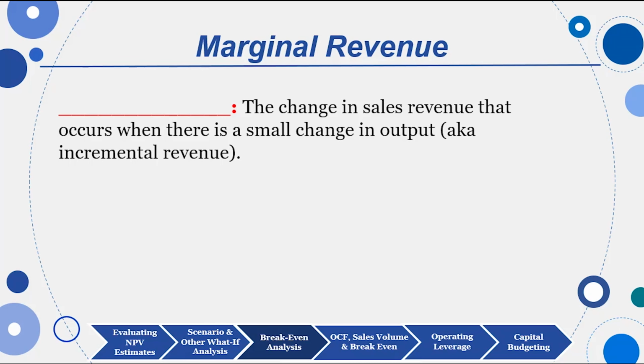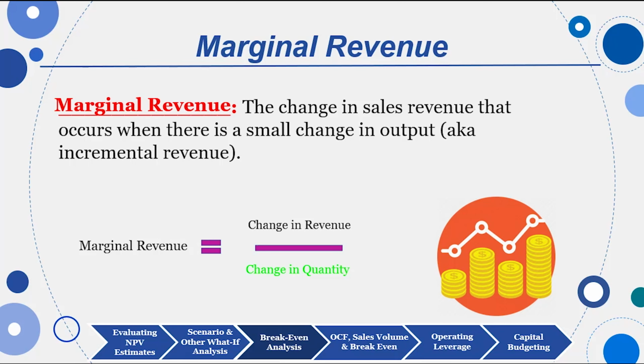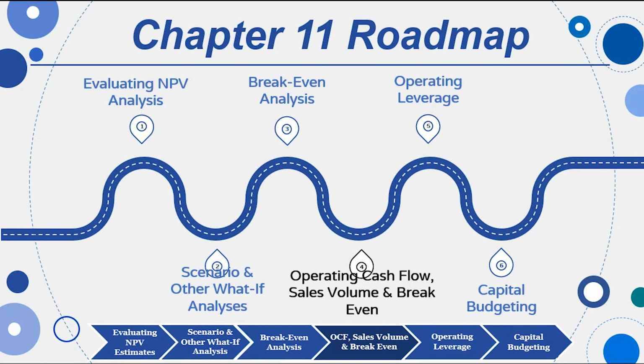We also have a term known as marginal revenues or marginal sales. What are these? These are the changes in sales revenues that occur when there's a small change in output. So again, 1 more unit of output, how much do my sales go up for that 1 more unit? As we learned in session 2, revenue means AKA sales.